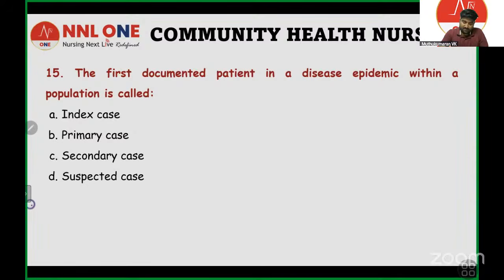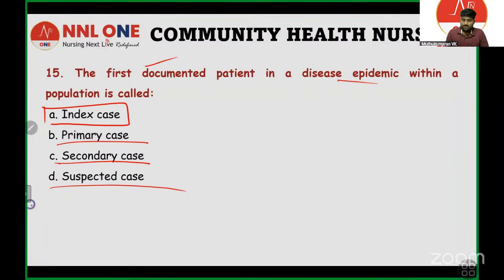So now tell me, what is the primary case, what is the secondary case, and what is the suspected case? The first documented in the epidemic, that is the index case. Easy question, easy answer. I'm just waiting for the answers. You should comment on this question because it is very easy. You all can answer this type of question.